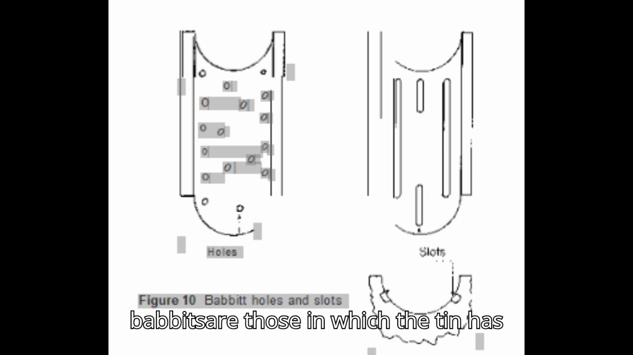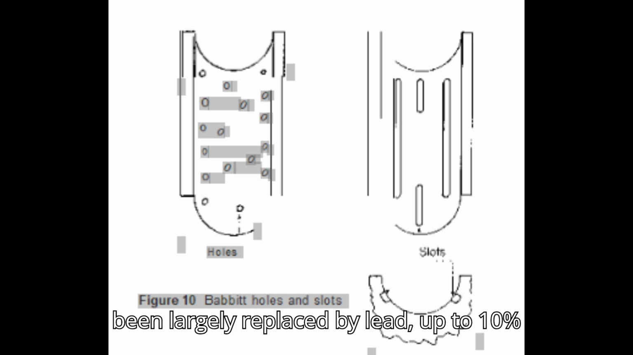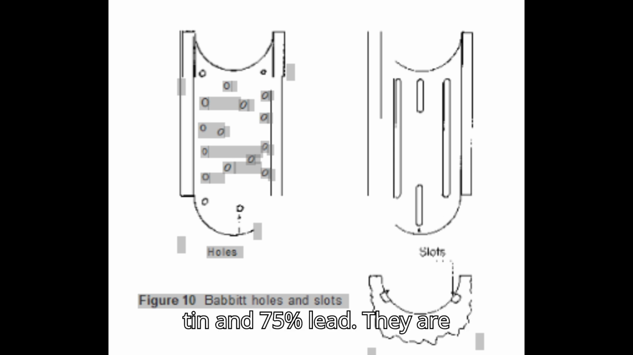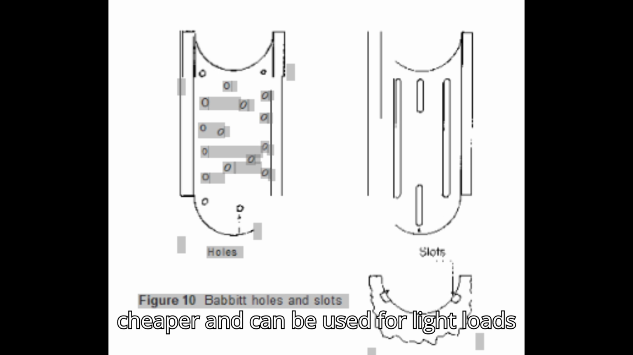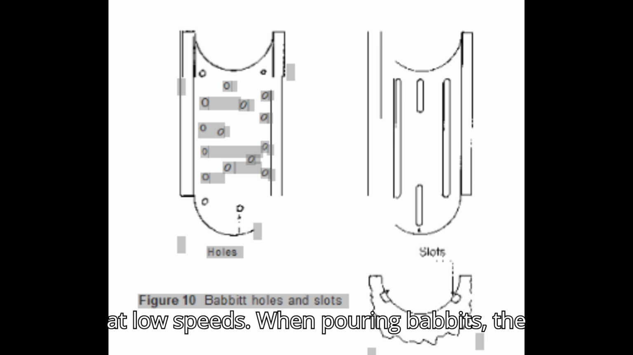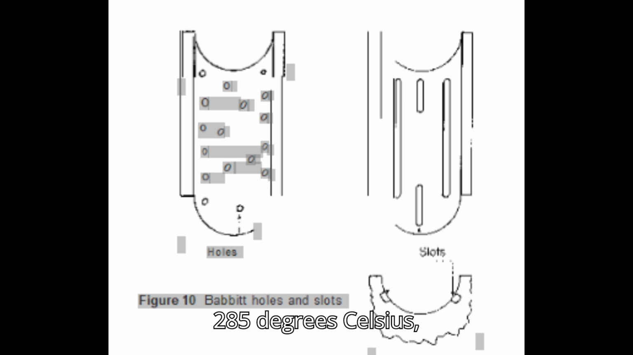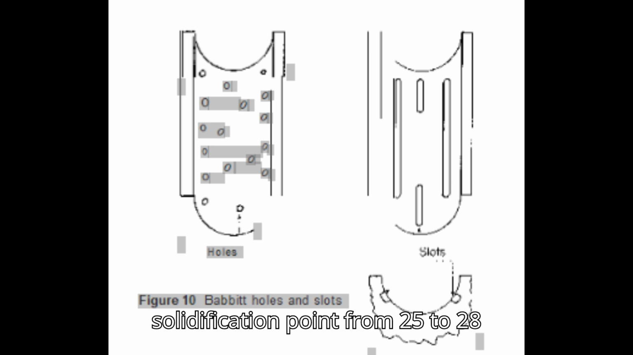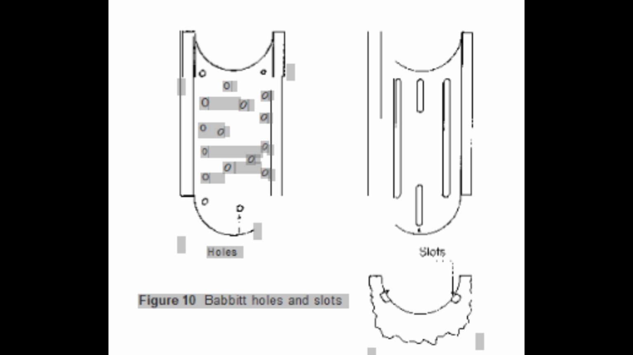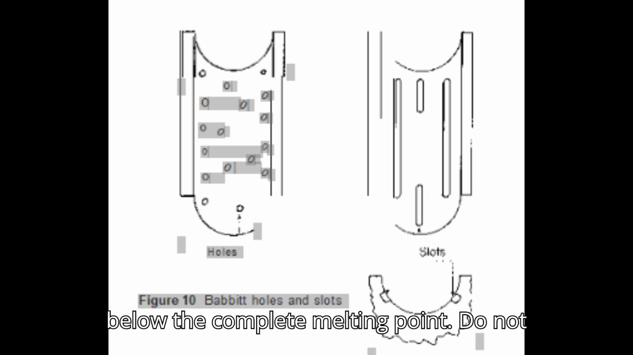Lead-based Babbitts are those in which the tin has been largely replaced by lead, up to 10% tin and 75% lead. They are cheaper and can be used for light loads at low speeds. When pouring Babbitts, the 3 temperatures to consider are: complete melting point, from 275 to 285 degrees Celsius, 495 to 545 degrees Fahrenheit; pour point, from 343 to 371 degrees Celsius, 650 to 700 degrees Fahrenheit; complete solidification point, from 25 to 28 degrees Celsius, 40 to 50 degrees Fahrenheit, below the complete melting point.